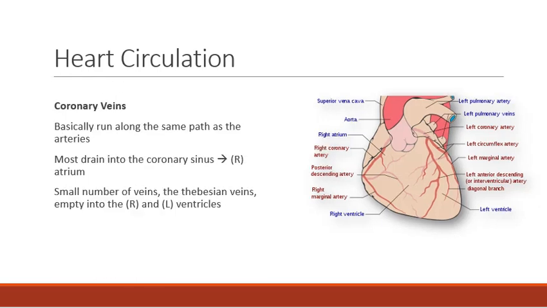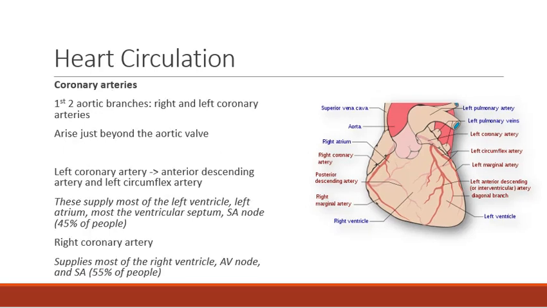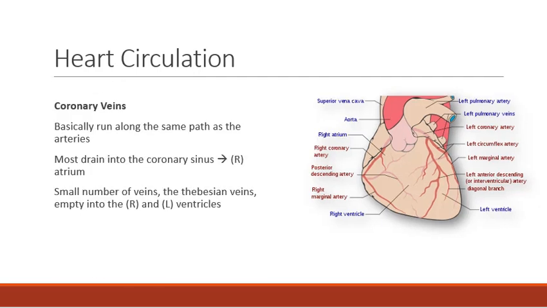Coronary veins basically run along the same path as the arteries. Most drain into the coronary sinus, which then goes into the right atrium. A small number of veins, the Thebesian veins, empty into the right and left ventricles. Now, we only highlighted a few named arteries here. Obviously, it gets very complex, and I'm not worried about you knowing that level of detail.